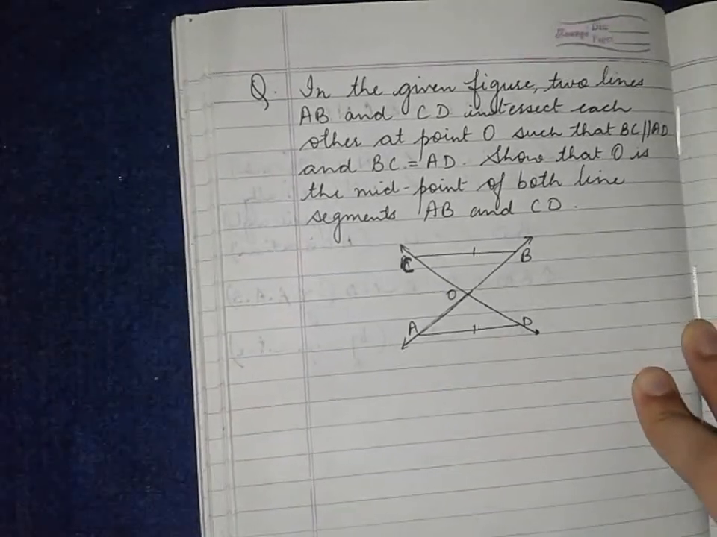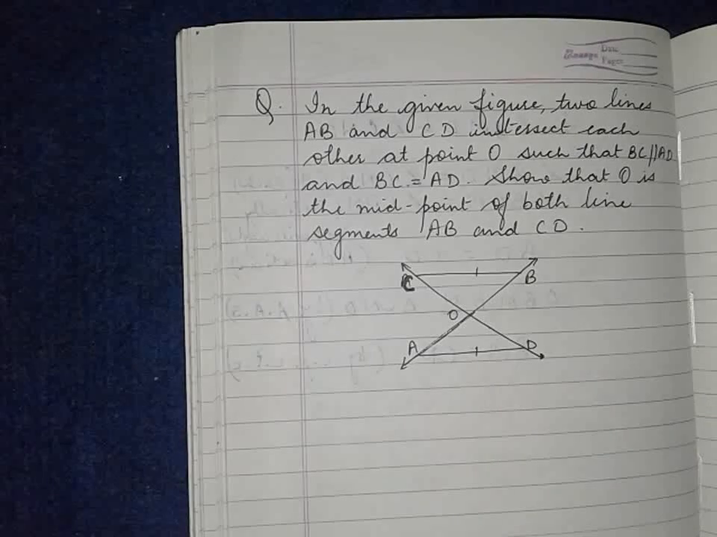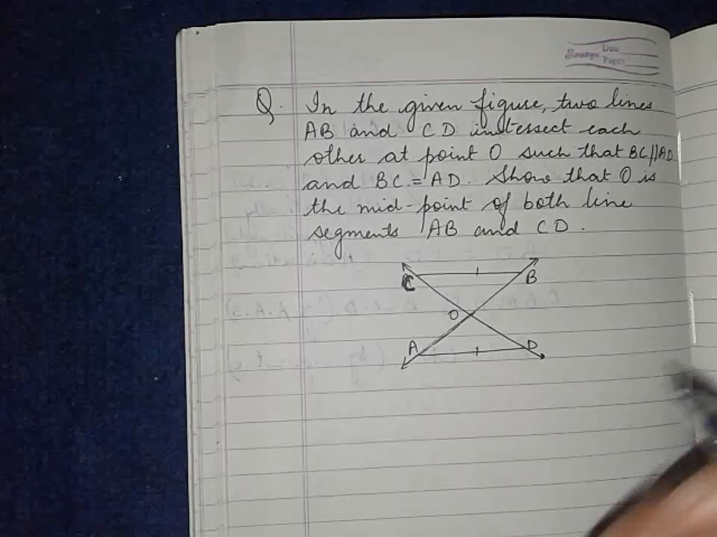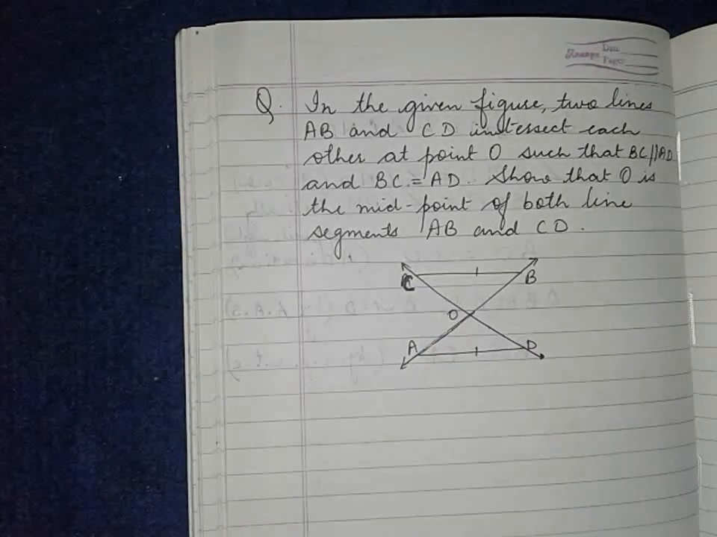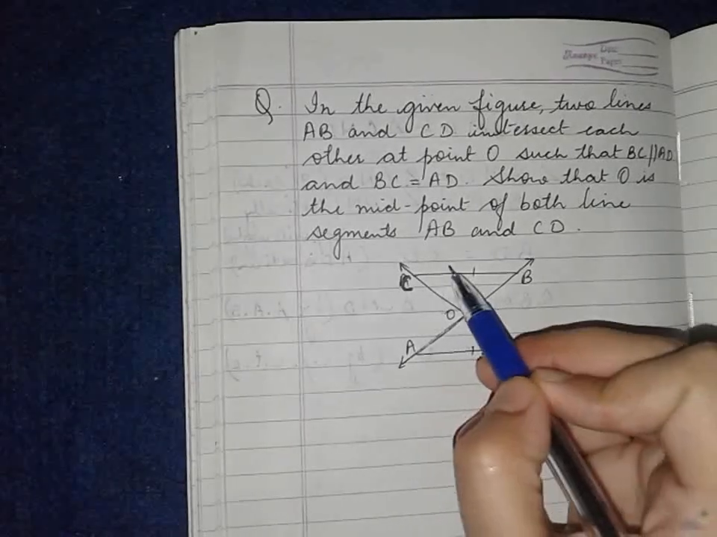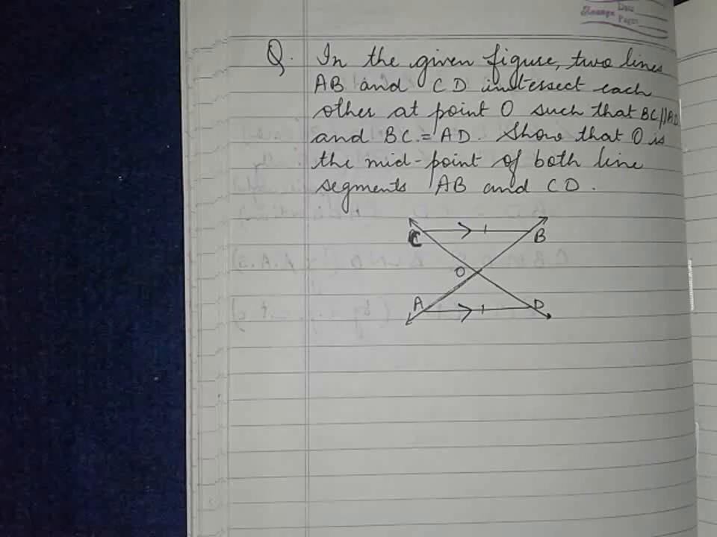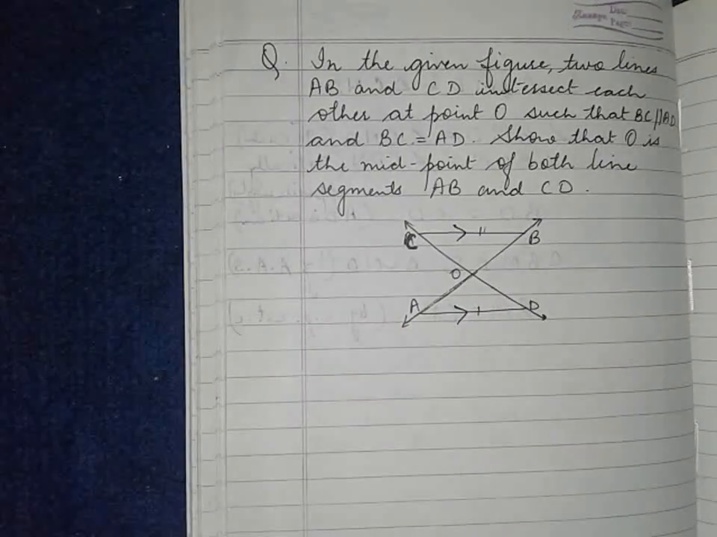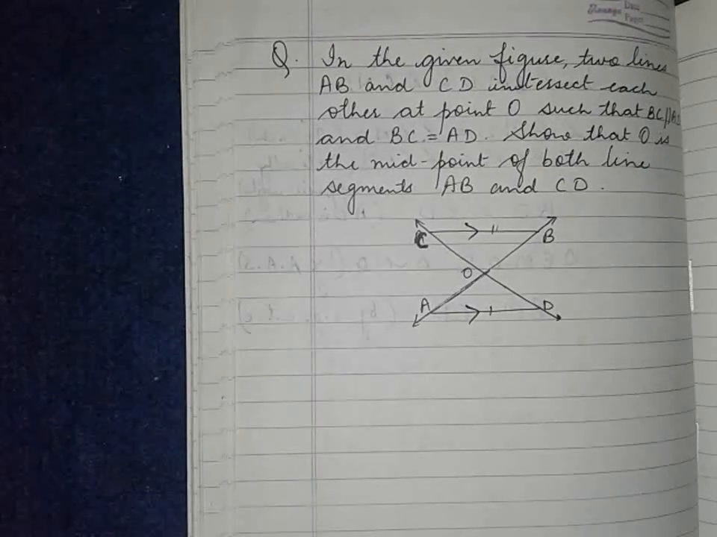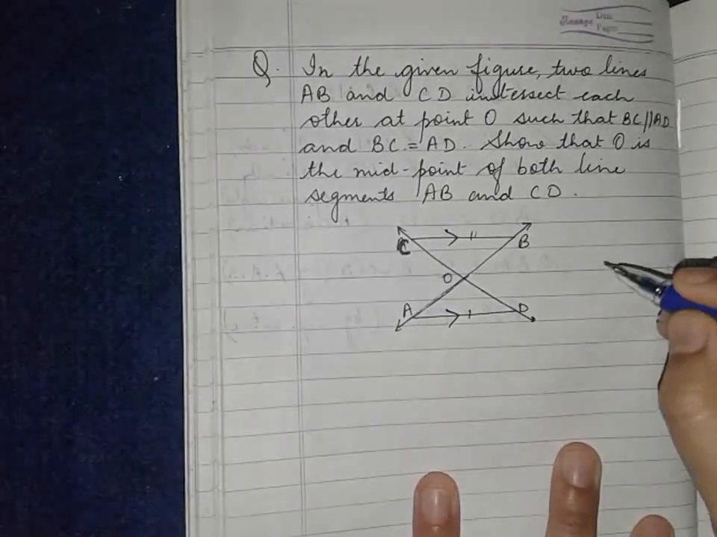The next question is, in the given figure, two lines AB and CD intersect each other at point O. This is one line, this is another line, such that BC is parallel to AD, these two lines are parallel, and BC is equal to AD. They are equal also. Show that O is the midpoint of line segments AB and CD. How will O be the midpoint?